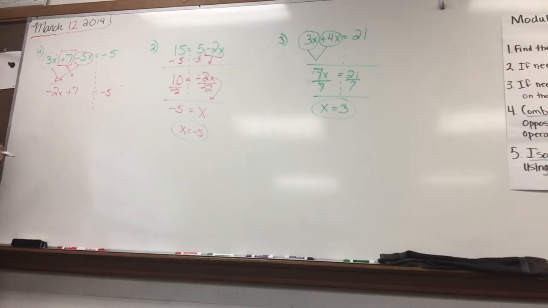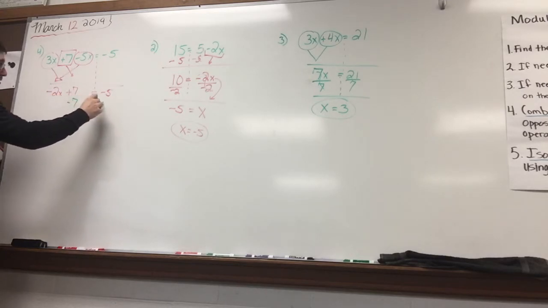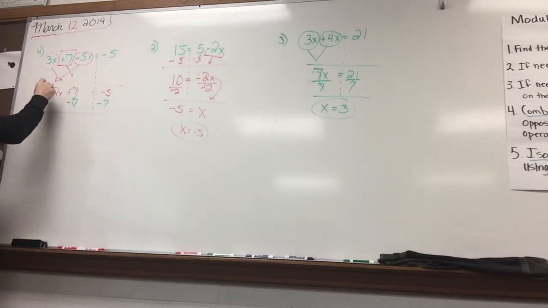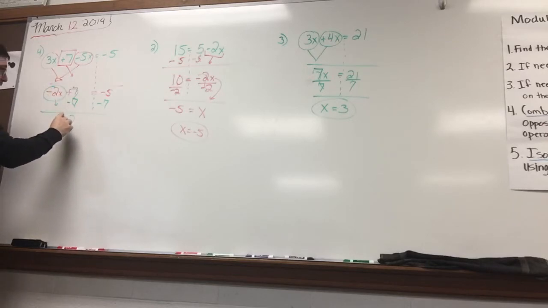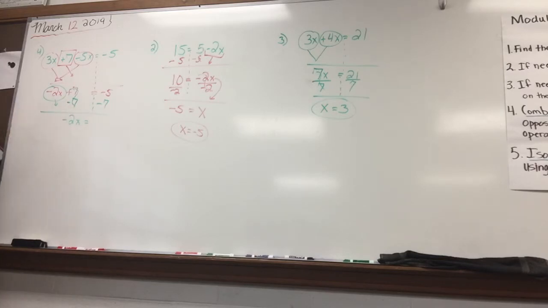You use inverse operations. So what am I going to do? The inverse for positive 7 is negative 7. Good. Do that one. Okay. So that gives me negative 2x equals negative 12. Good. Am I done? I messed up. Well, so far you're still doing good. You have negative 2x equals negative 12.